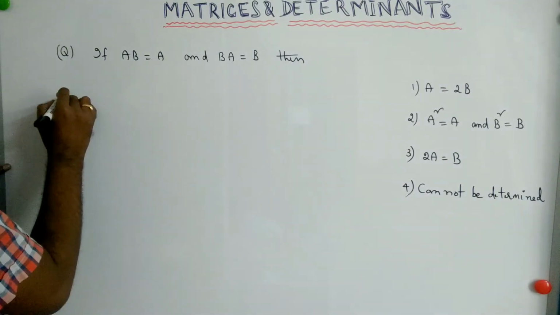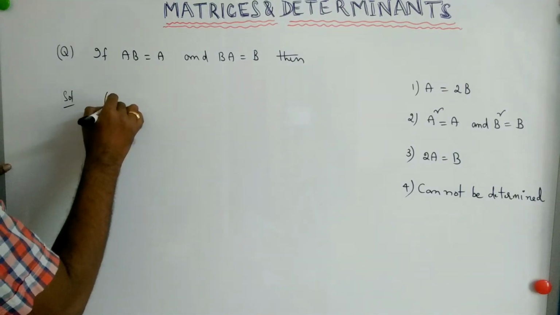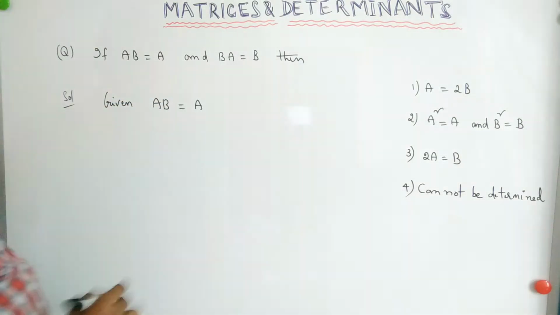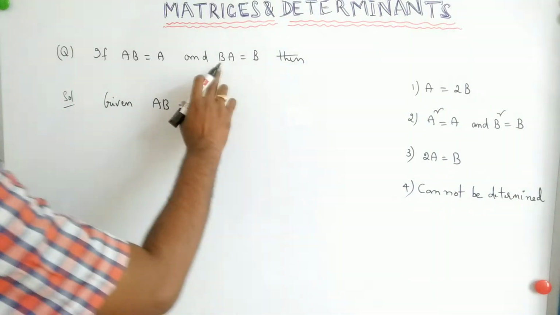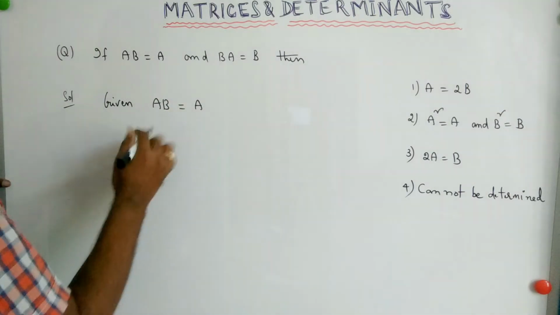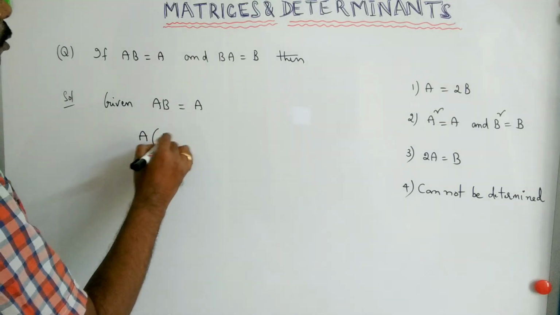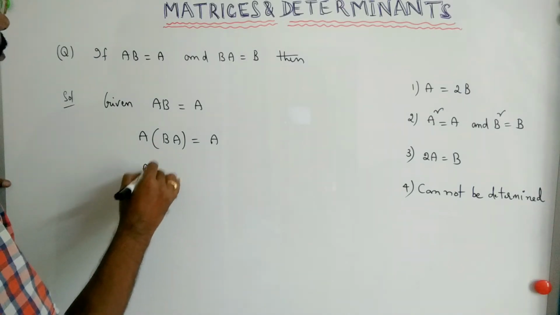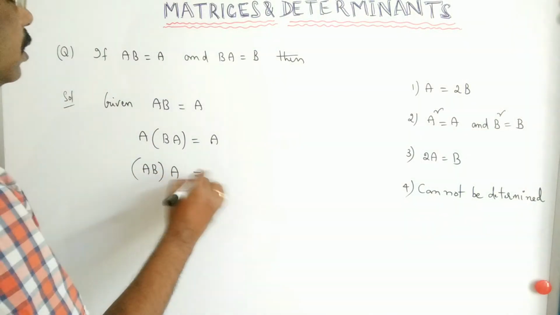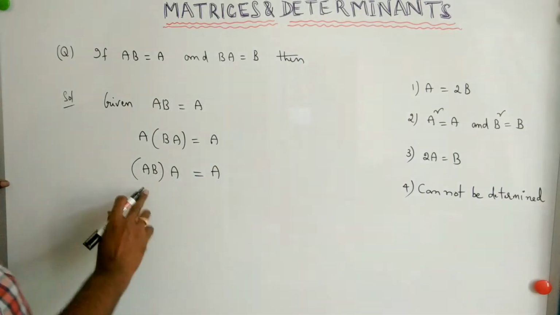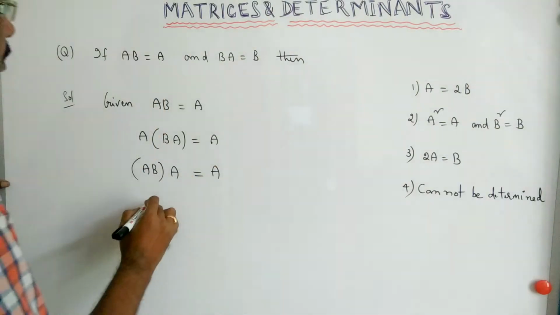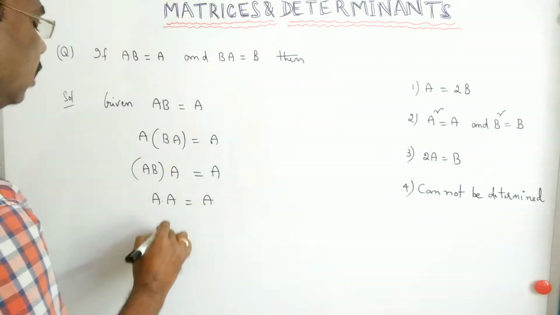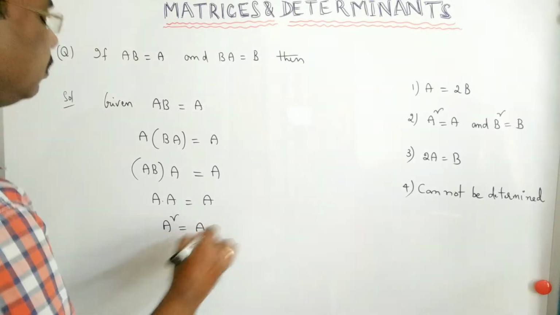Now here given AB is equal to A. Replacing A with BA, A into BA is equal to A. Now AB into A is equal to A. Now AB value is A, so A into A is equal to A. Now A square is equal to A.